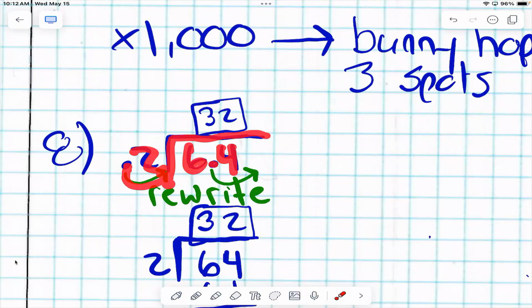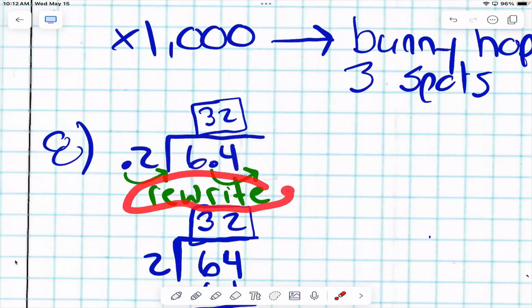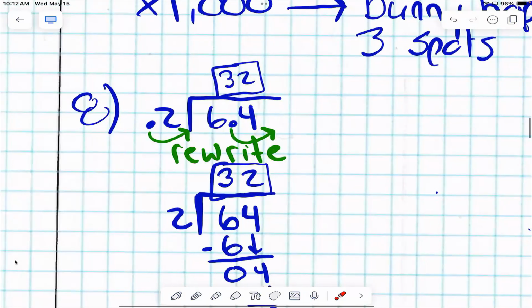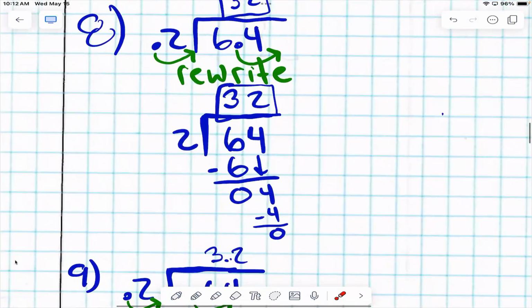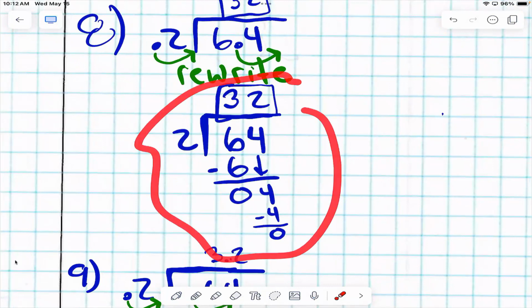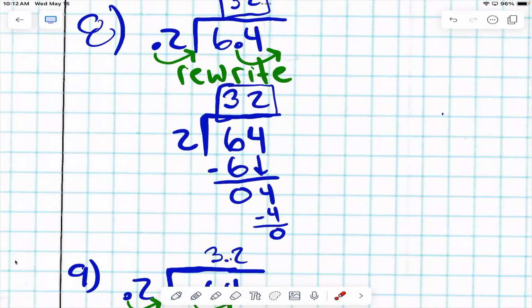How many bunny hops do we have to do to get rid of that decimal? 1. But if we bunny hop on the outside, we also need to bunny hop on the inside. So then we're going to do what? We're going to rewrite. So our new problem, if you bunny hop, would be 64 on the inside and 2 on the outside, yes? And then you guys know how to solve that using long division?